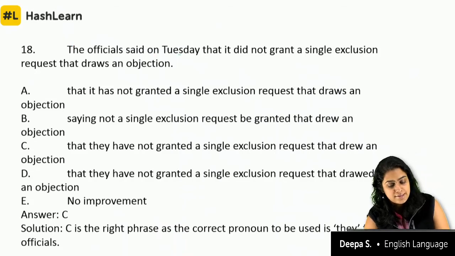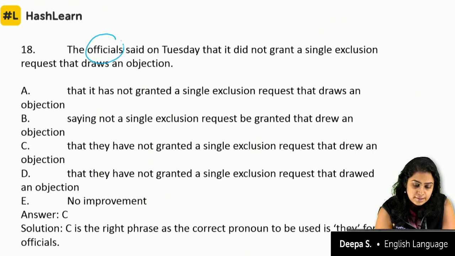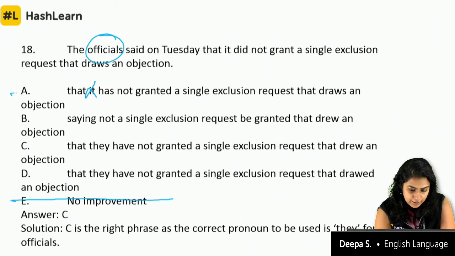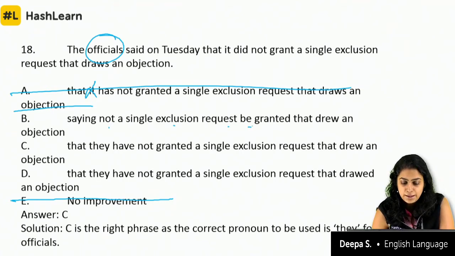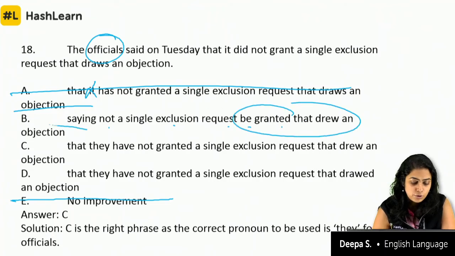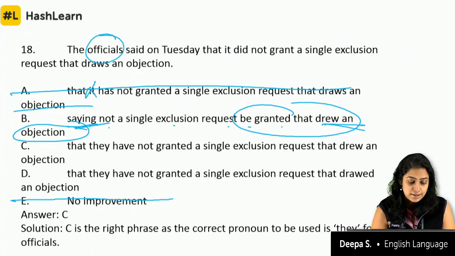Now, look at this. The officials said on Tuesday that it did not grant a single exclusion request that draws an objection. Now, officials, plural. So, I eliminate any option that has it. So, A and E are out right away. Now, look at this, saying not a single exclusion request be granted. That drew. There is a huge tense error here. Be granted present, drew past, saying present continuous. So, there is a huge confusion with tense here. So, that is not your answer.